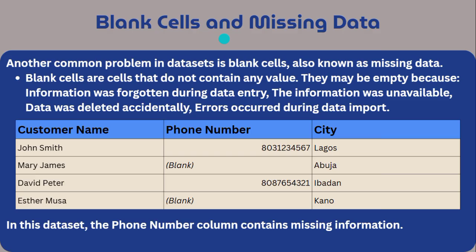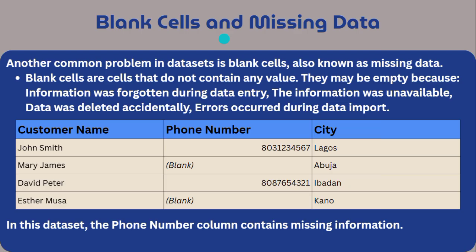Now let's look at blank cells and missing data. Another problem that we can face is dealing with blank cells. And when we're talking about blank cells, we are still talking about missing data. That is, the data is not available where it is supposed to be. So blank cells are cells that do not contain any value. They may be empty because information was forgotten during data entry, or the information was unavailable, data was deleted accidentally, or errors occurred during data import.